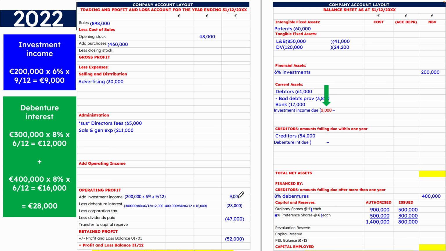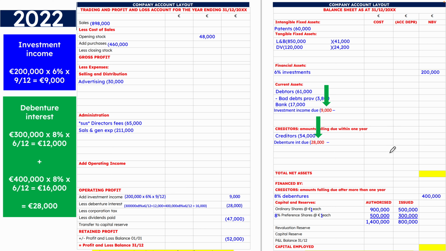Now, we know for sure that this happens in every question one. We will have some investment income due and we will have some debenture interest due. So we've got 9,000 investment income due and we've got 28,000 debenture interest due at the end of the year. And so then we'll figure out what we owe or what we are owed at the end of the year then from that. So that is step 3 done.